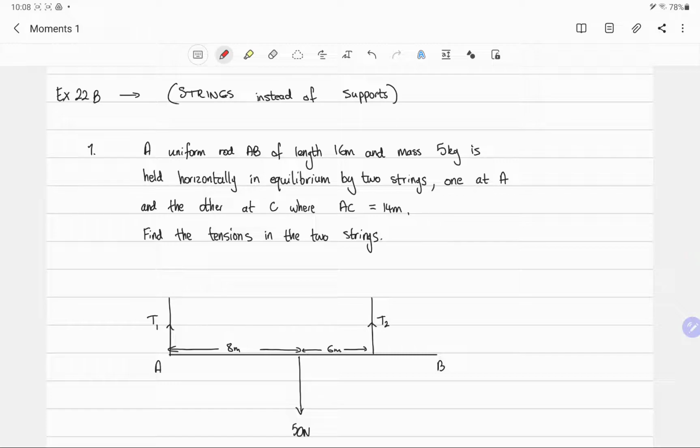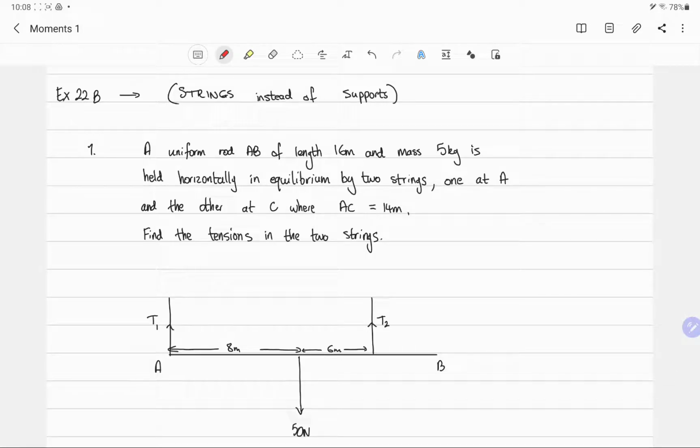Moving on to how you would start exercise 22b. Instead of having supports, exercise 22b has a rod hanging using 2 strings. So a uniform rod AB of length 16 meters and mass 5 kilograms is held horizontally in equilibrium by 2 strings, one at A and the other at C, where AC is 14 meters. Find the tensions in the 2 strings now.